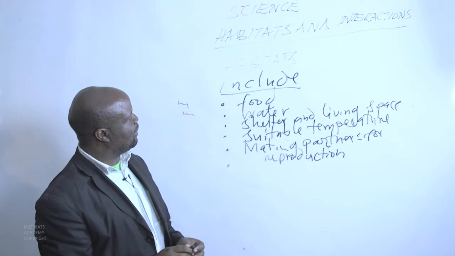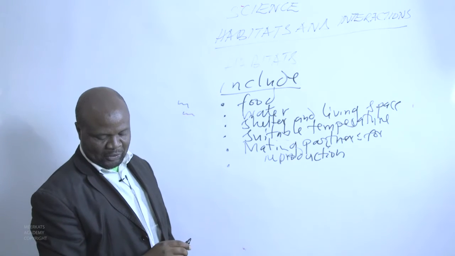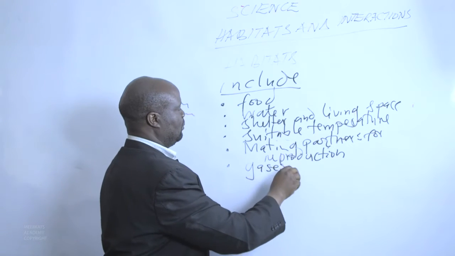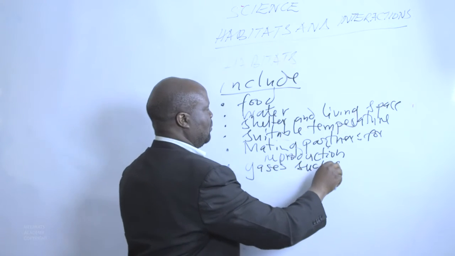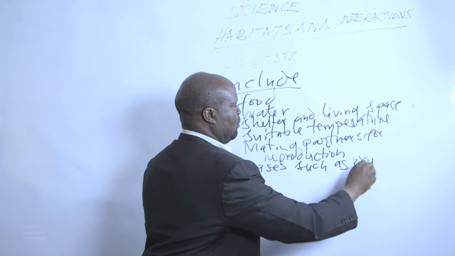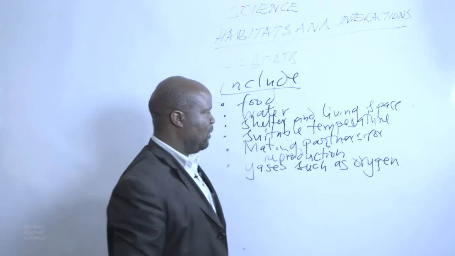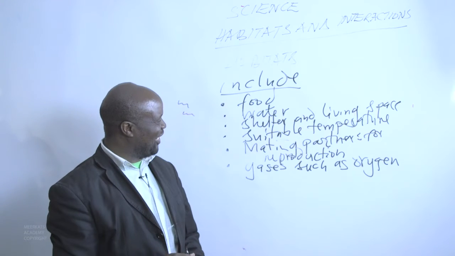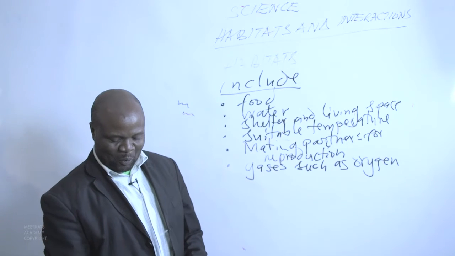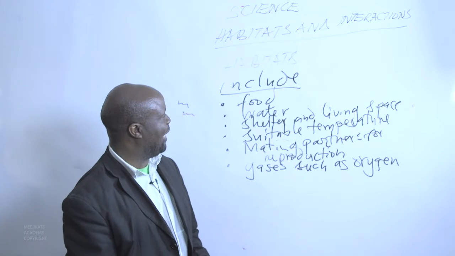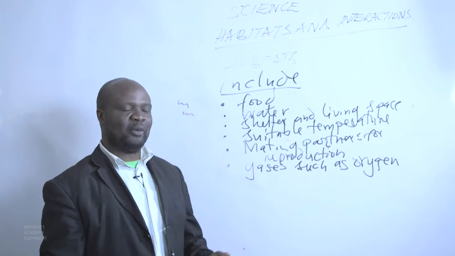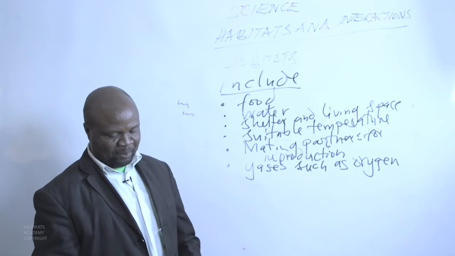And for this organism to exist well, they need also gases such as oxygen. Of course, it is indeed very difficult for an organism to exist somewhere where it will not breathe. Where organisms will not breathe well, of course, they will suffocate.